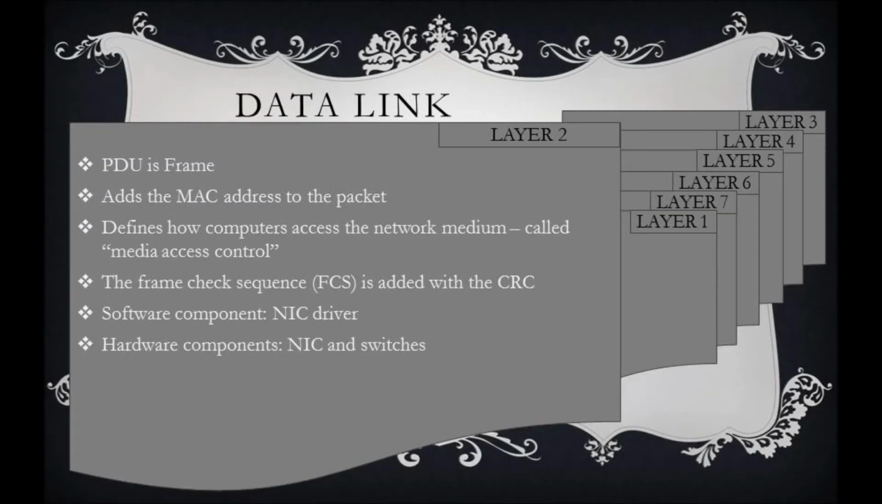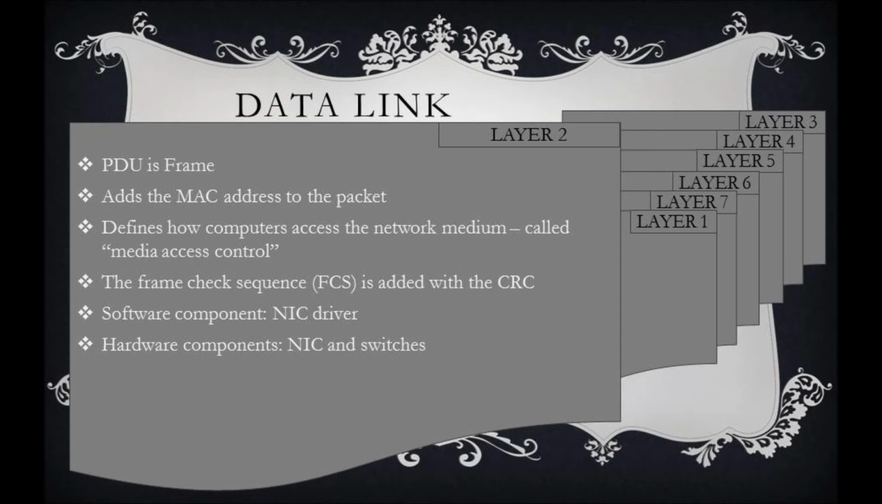Data link layer, Layer 2. At the data link layer, the protocol data unit becomes a frame. This layer adds the MAC address to the packet as part of the data link layer header. Defines how computers access the network medium, called Media Access Control. The frame check sequence is added with the cyclic redundancy check.